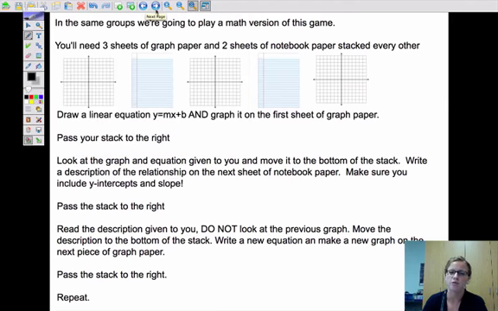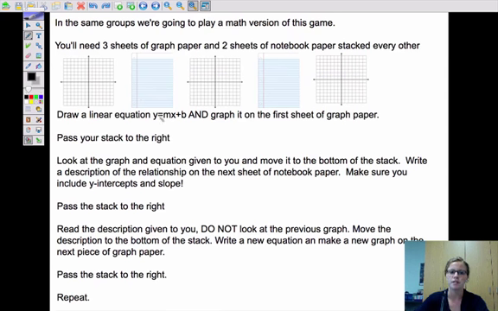Now, after you've played the first round, we're going to put a math twist into it. Okay, this time, regardless of how many people are in your group, you need 3 little sheets of graph paper and 3 little sheets of white paper or notebook paper. If you run out of those little sheets of white paper, you can just use notebook paper. All right? So you need to stack them so it's a graph paper, a notebook paper, graph paper, notebook, graph paper. So your sandwich should have a graph paper on either side.